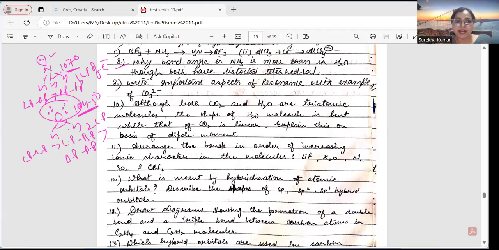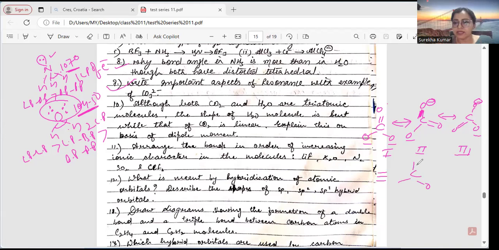Next question. Write the important aspects of resonance with example CO3 2-. Well, this is the structure of carbonate. Its resonating structure is, this will become a single bond, the double bond will move here, and in the third structure the double bond will come here, and these are the resonating structures. We can label these structures 1, 2, 3, and the resonance hybrid structure is having this kind of structure. The double bond is rotating between all these bonds, having two negative charges.